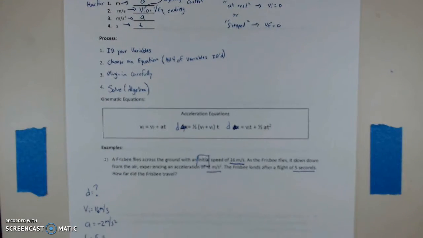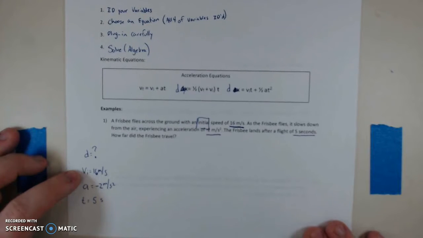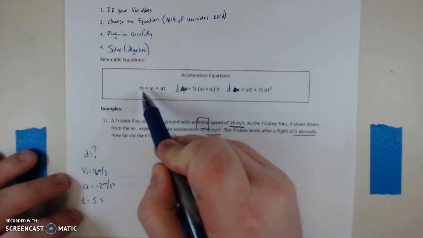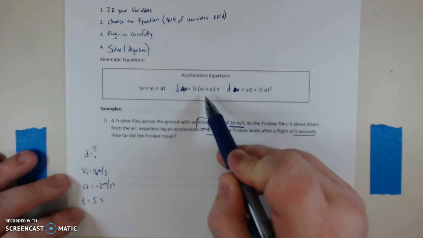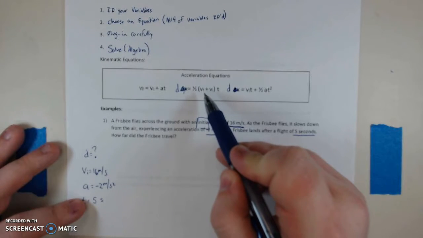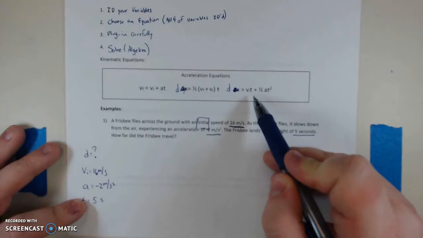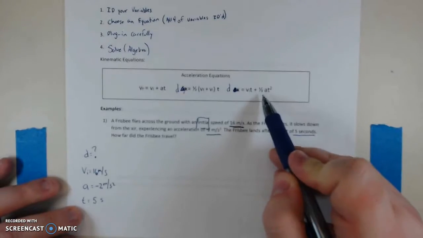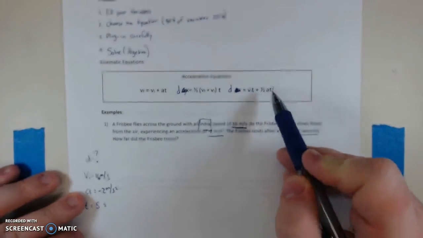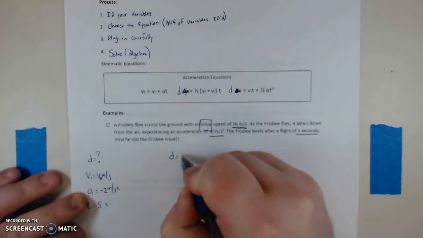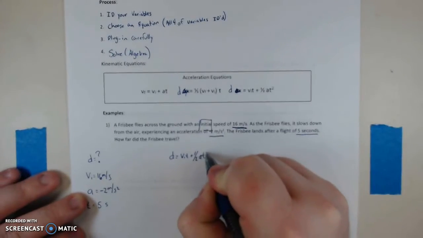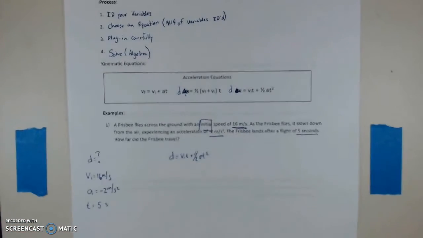Okay, so looking at the situation here, we have a D, VI, a, T. If you look here, there's a VF. That tells me that I don't want to use that one. Right, there's another VF. I don't have a VF, so I don't want that one either. Over here, though, we do have the D, VI, T, A, T. This equation looks appropriate, so I'm going to write it down here. And that's the end of step 2.